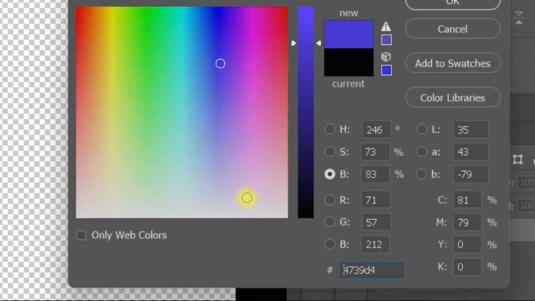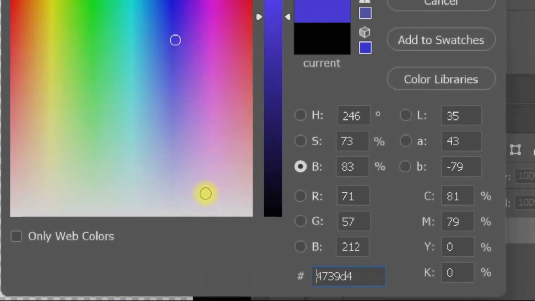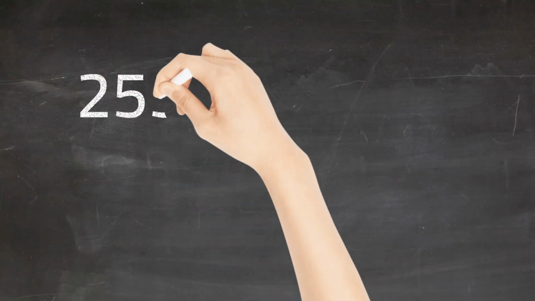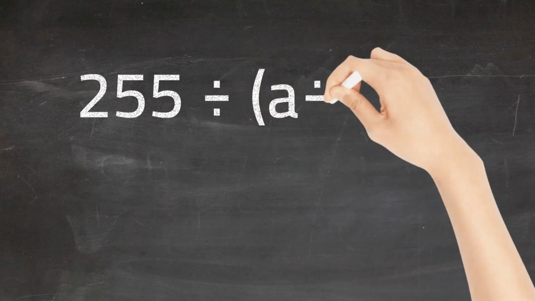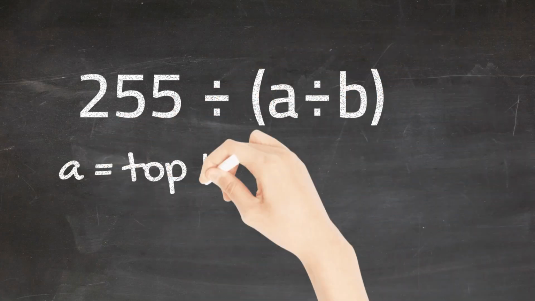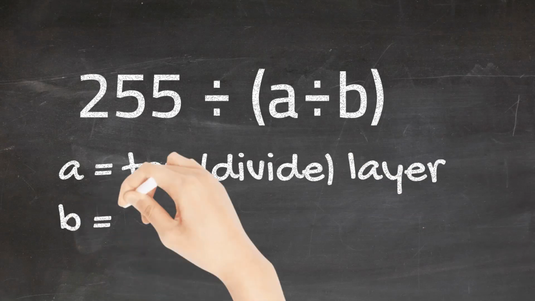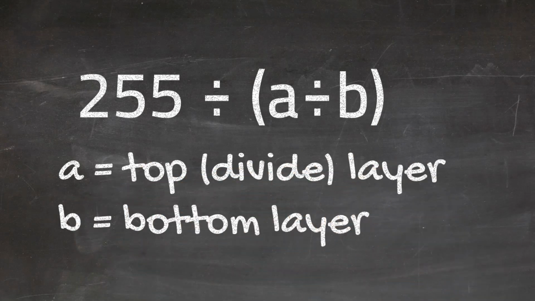Now let's take this into Photoshop. Colors are made by combining different amounts of red, green, and blue. With the divide blend mode in Photoshop, the RGB values of each pixel in the layers are involved in the calculation. In the formula 255 divided by A over B, A and B are actually the pixel values of the layers being blended. Photoshop takes into account these RGB values when calculating the resulting color.